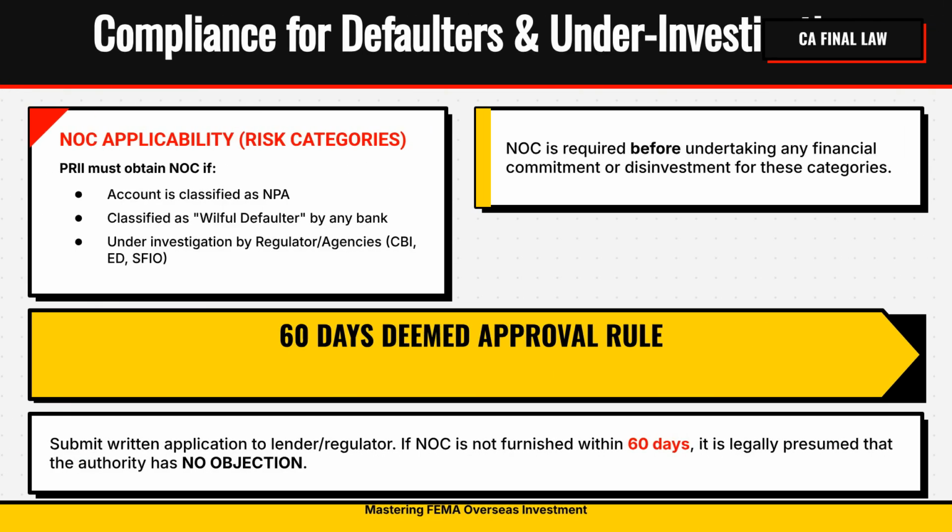FEMA becomes more cautious when dealing with financially stressed or investigated persons. A no objection certificate is mandatory before making a financial commitment or disinvestment if the person is an NPA, a willful defaulter, or is under investigation by agencies such as the CBI, ED, or SFIO. The procedure is straightforward. Apply to the concerned authority, which sends the NOC directly to the authorized dealer bank. However, the most tested exam point is the deemed approval rule. If no response is received within 60 days of application, the law presumes that there is no objection.